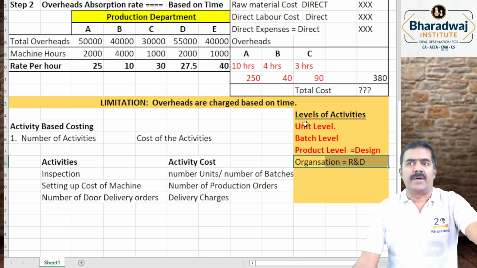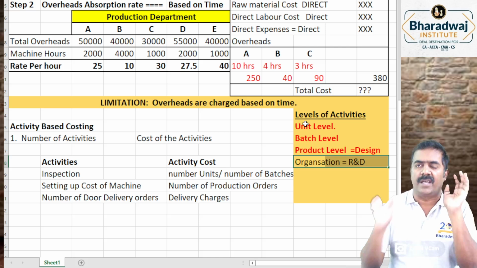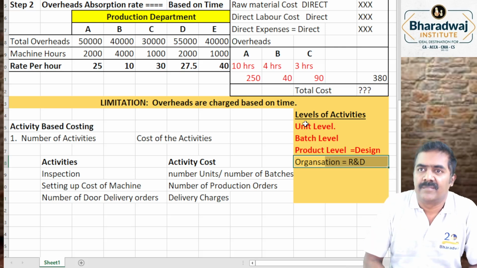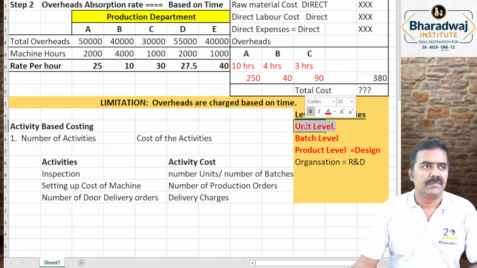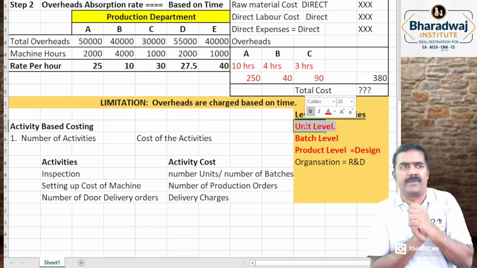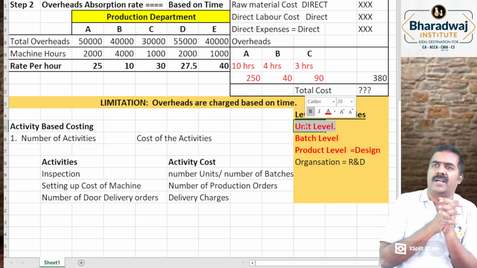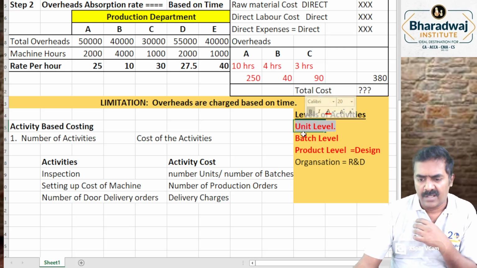Listen. You're running a hospital, like an ENT hospital. A person came with a problem of some sound in the ear. What will you do? Unit level activity. What is unit level activity? Check, inspect, audiometry test, and all that you perform. That is called a unit level activity. For every activity there is a cost.